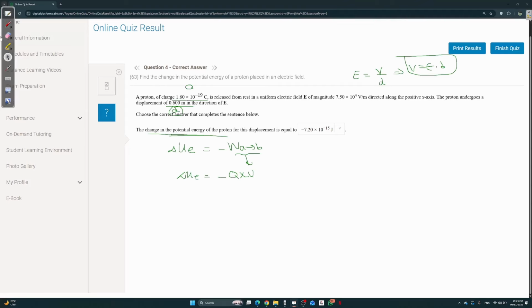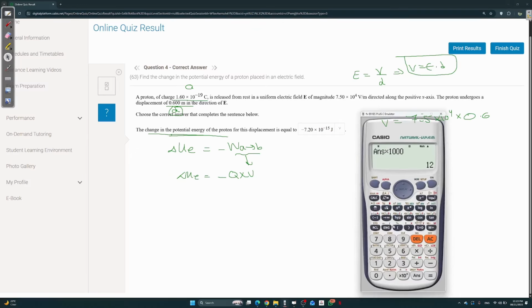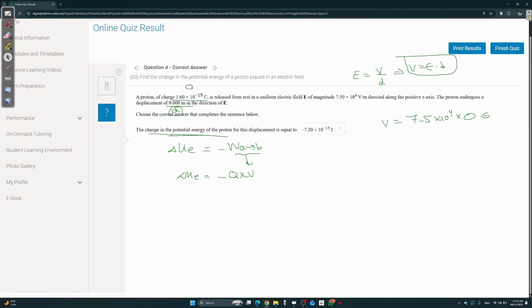Okay? And that means it's going to be 7.5 times 10 to the power of 4 times the distance, 0.6. So you get 45,000 for the voltage. So voltage is equal to 4.5 times 10 to the power of 4 volts. Okay, so this is your voltage. Cool. Now let's go back here.